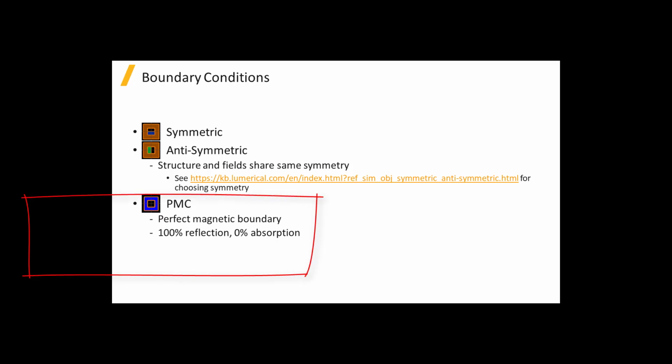Finally, PMC are perfect magnetic boundaries. Similar to metal boundaries, they reflect 100% of the light with no absorption.